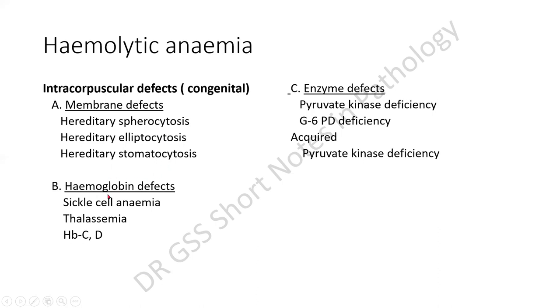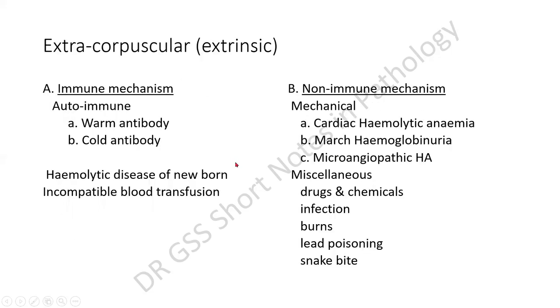Also, there can be defects in the hemoglobin, such as sickle cell anemia, thalassemia, hemoglobin C, hemoglobin D, a combination of sickle cell and thalassemia, etc. The third group will be enzyme defects. Pyruvate kinase deficiency, G6PD deficiency, and also it can be an acquired pyruvate kinase deficiency. So these are all enzyme defects.